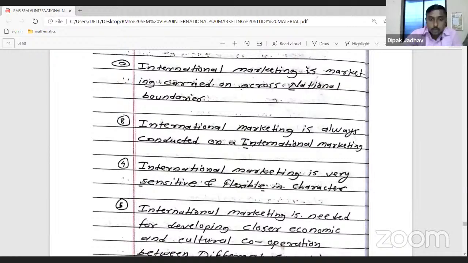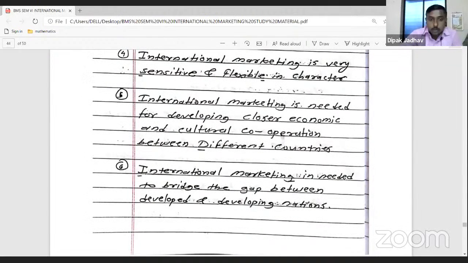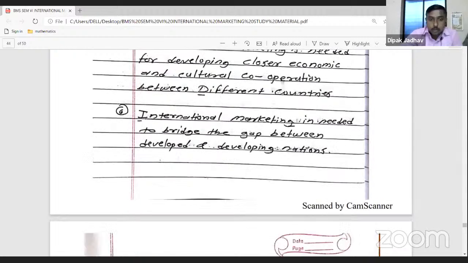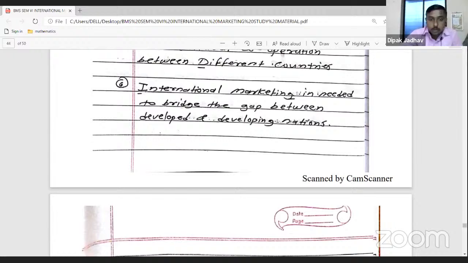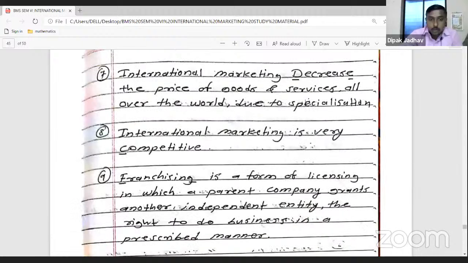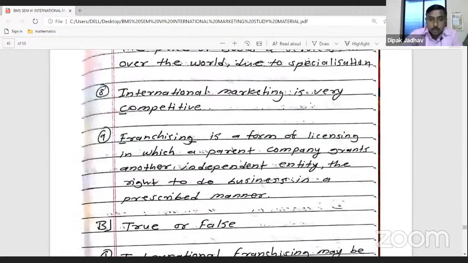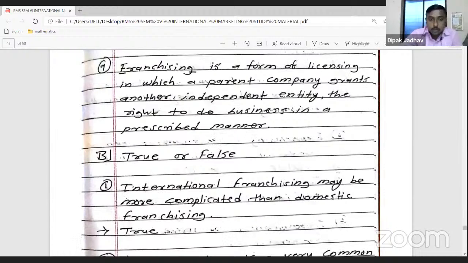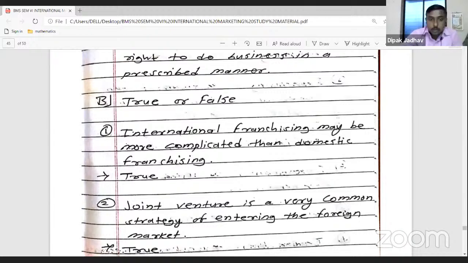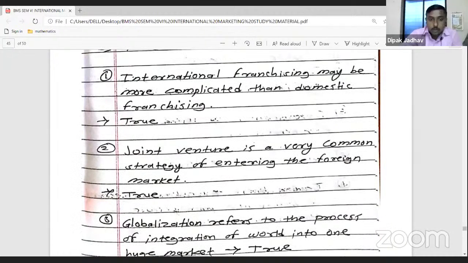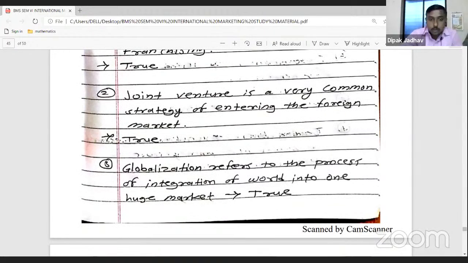International marketing needs developing closer economies as well as cultural cooperation between countries. Marketing bridges the gap between developed countries and developing countries. Then international marketing decreases the price of goods and services all over the world due to specialization. International marketing is very much competitive. Then franchising is a form of licensing in which a company grants to another independent entity the right to do business in a prescribed manner. And true and false, international franchising may be more complicated than domestic franchising. Yes, it is true. And joint venture is a very common strategy for entering a foreign market. Yes, it's true. Then globalization of the process of international marketing is one to one a huge market.